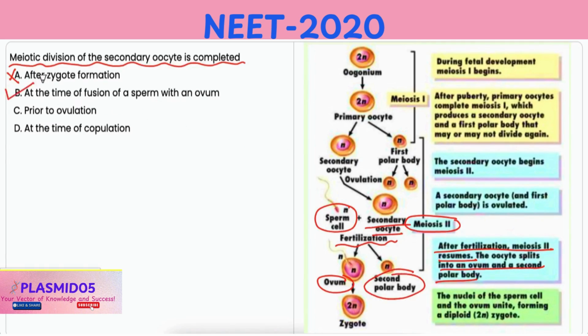Option C, prior to ovulation. This is incorrect. The secondary oocyte is arrested at metaphase 2 before ovulation and only completes meiosis II after fertilization by a sperm, as already stated. Option D, at the time of copulation. This is also incorrect. Copulation does not trigger the completion of meiosis. It leads to the fusion of the sperm and the oocyte that can promote the final meiotic division.